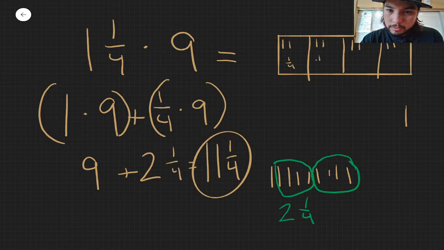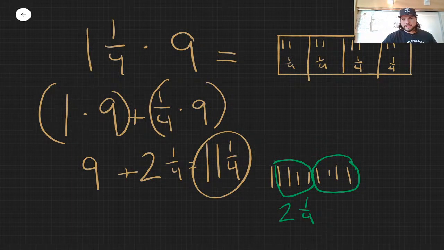1/4, 2/4, 3/4. Oops, I accidentally made a triangle there. Because I'm writing small. There we go. 1/4. So there's our last one. We divided it up into 4/4 and put one of those fourths in each group. So now we have 2 and 1/4 in each group. So 2 and 1/4 times 4, essentially, equals 9.